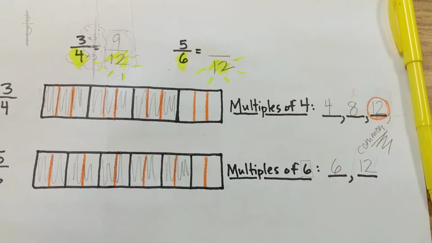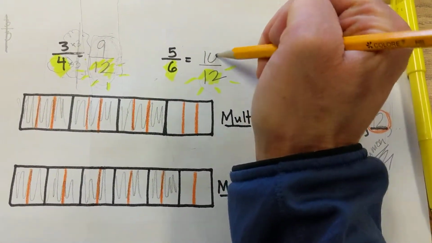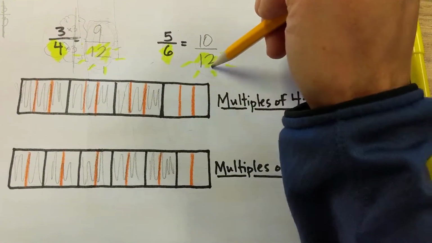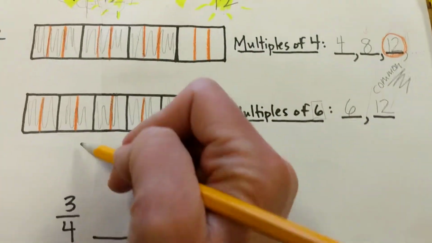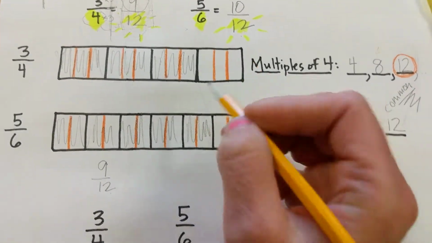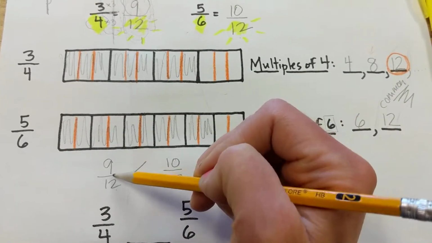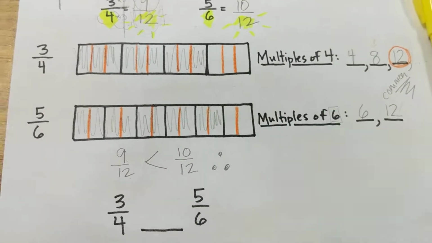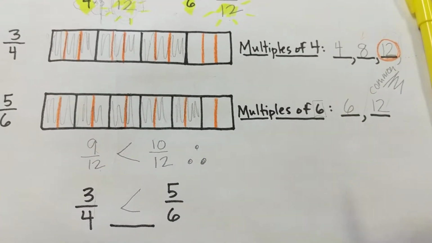Now, how many do we have shaded in? Because now we don't have 5 anymore. We have 2, 4, 6, 8, 10. Whew. Look at that. And now we have common denominators, and we can easily then say that 9/12, if we have 9/12, that is less than having 10/12 of something, because the 9 is smaller than the 10. So therefore, 3/4 would be less than 5/6.